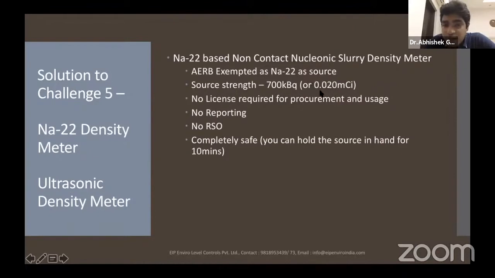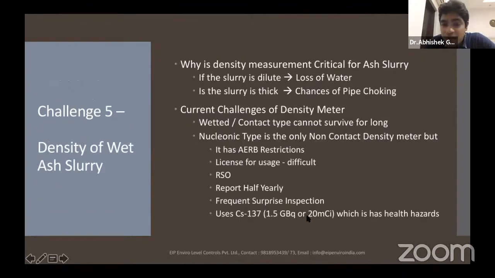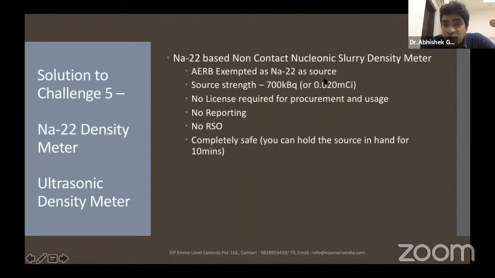I'll just move on to the next slide to show you, this was 20 millicurie and 1.5 gigabecquerel. This is 0.020 millicurie, so it is almost 1/1000th of the strength of what is conventional, and 700 kilobecquerel, you can compare giga and kilo. So that's the kind of difference. So there is no license requirement for procurement and usage. There is no reporting, no RSO. It is completely safe. You can even hold the source in your hand for 10 minutes. I will show you in the next slide what this means.